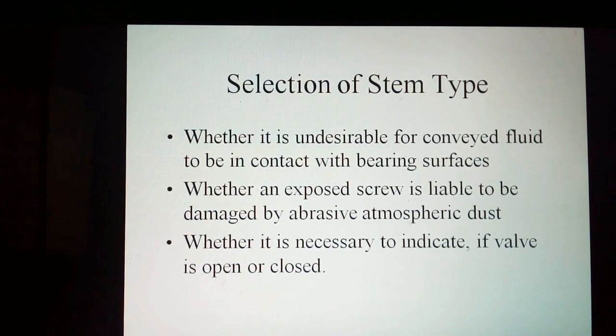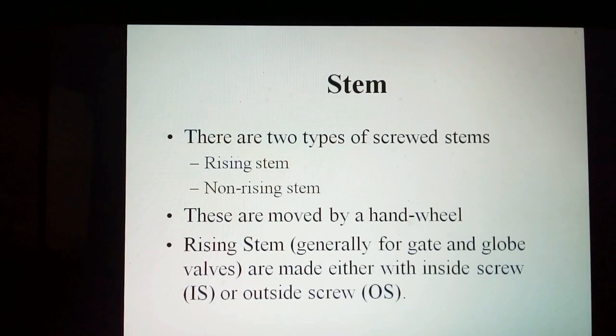Depending on the size of the required valve and availability, selection of stem type can be based on whether it is undesirable for the conveyed fluid to be in contact with the thread-bearing surface, whether an exposed screw is liable to be damaged by abrasive atmospheric dust, and whether it is necessary to see whether the valve is open or closed. Stem. There are two types of screw stems, the rising stem and non-rising stem. These are moved by hand wheel.